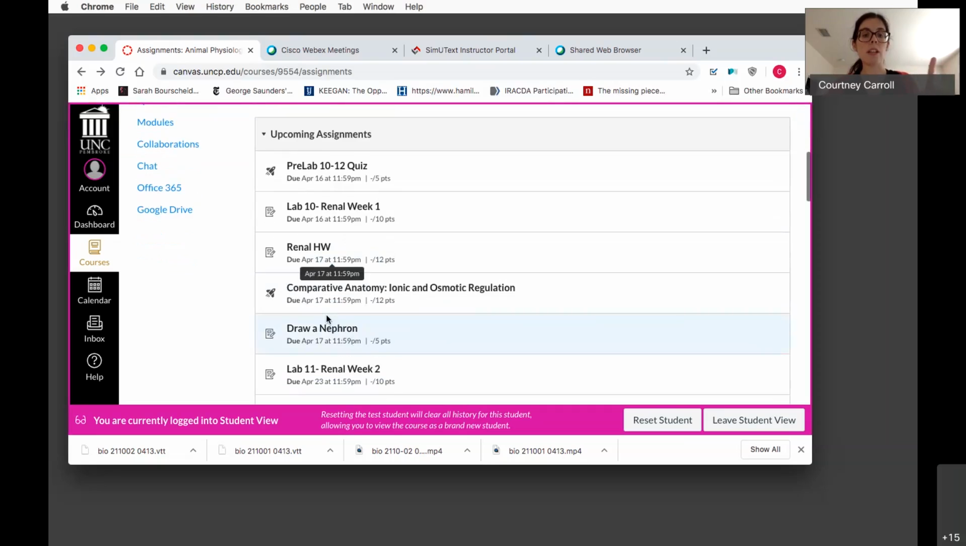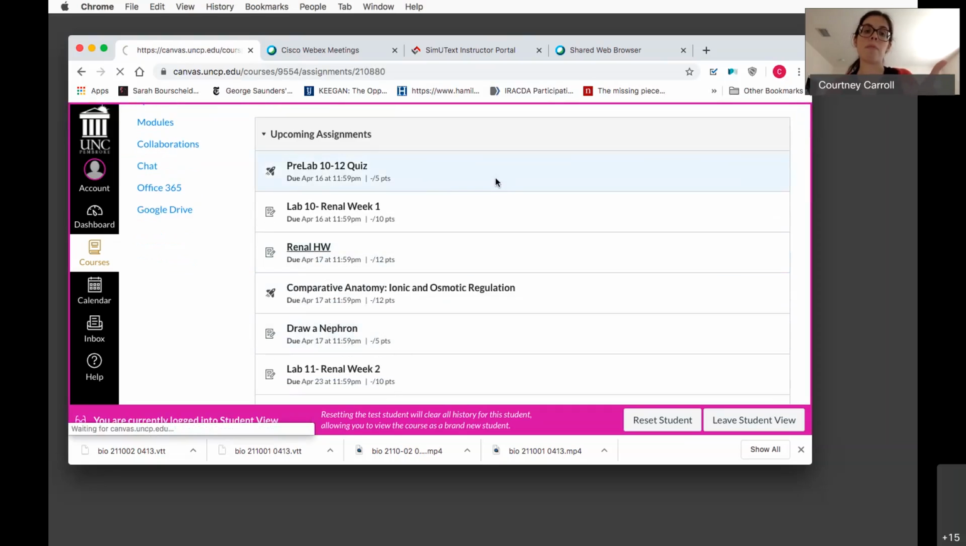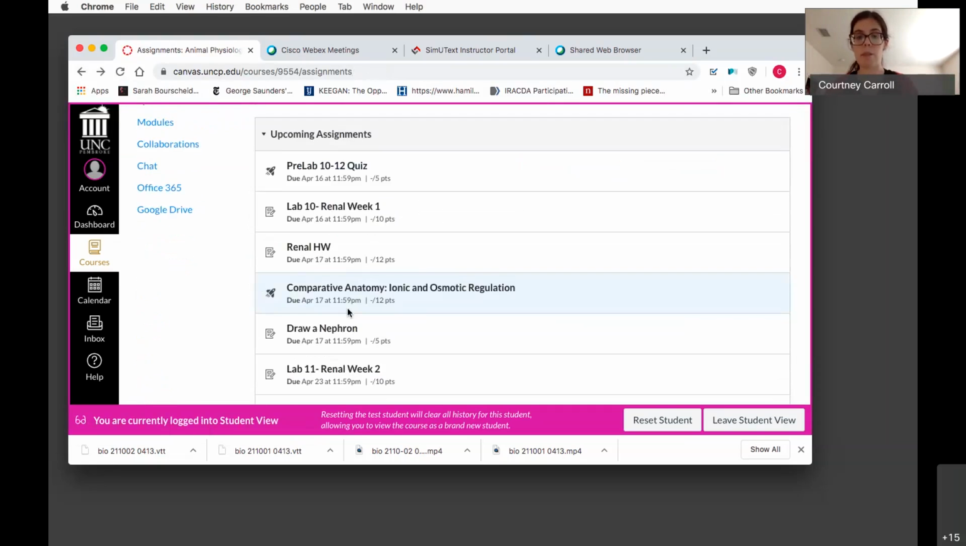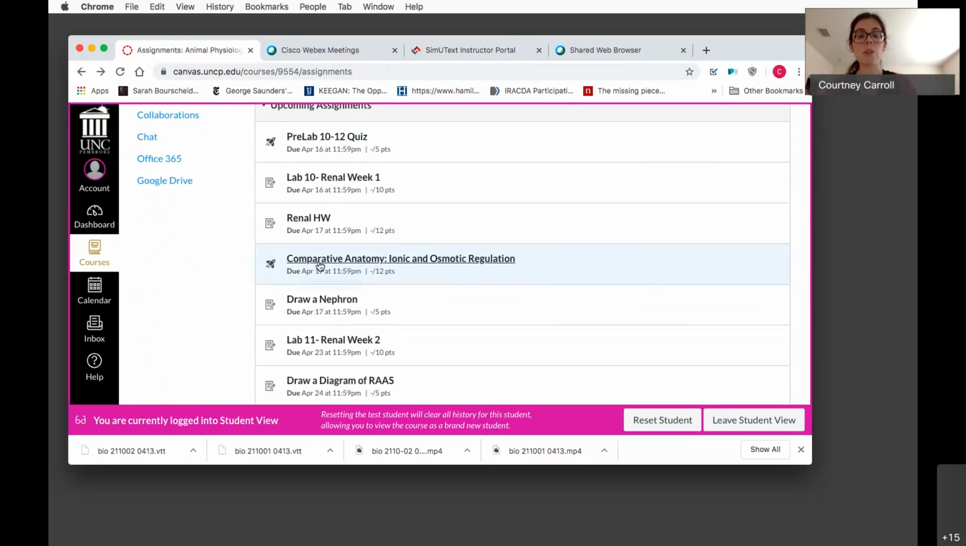The other things due this week, you have a short homework about the kidney and about how kidneys are different in different animals. So I want you to download this document and then submit it here using your textbook to answer how are kidneys different? How do different animals meet their needs with this structure and how do they compare? So a comparative anatomy type of homework. There's also a short quiz that you should use your book to help you with about ionic and osmotic regulation. And that's going to be the first thing we'll talk about today. I also want you to submit a drawing.